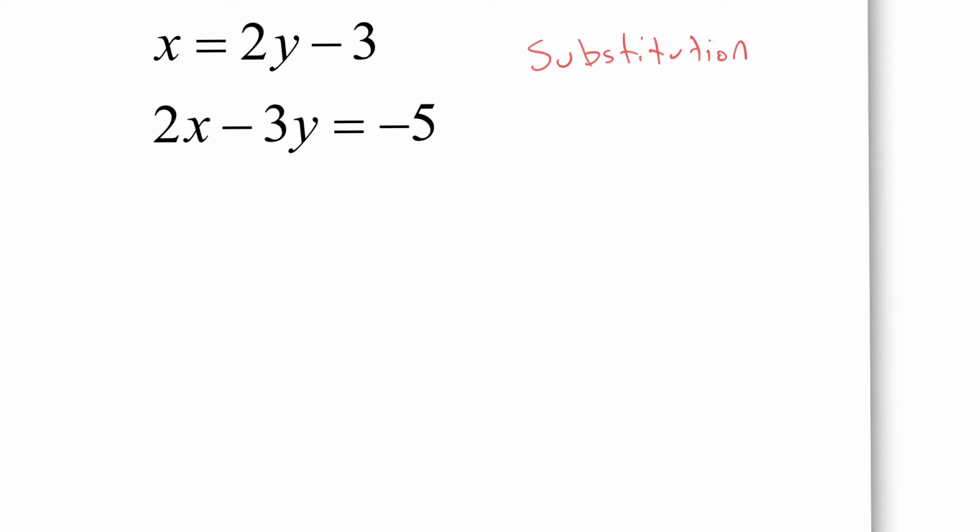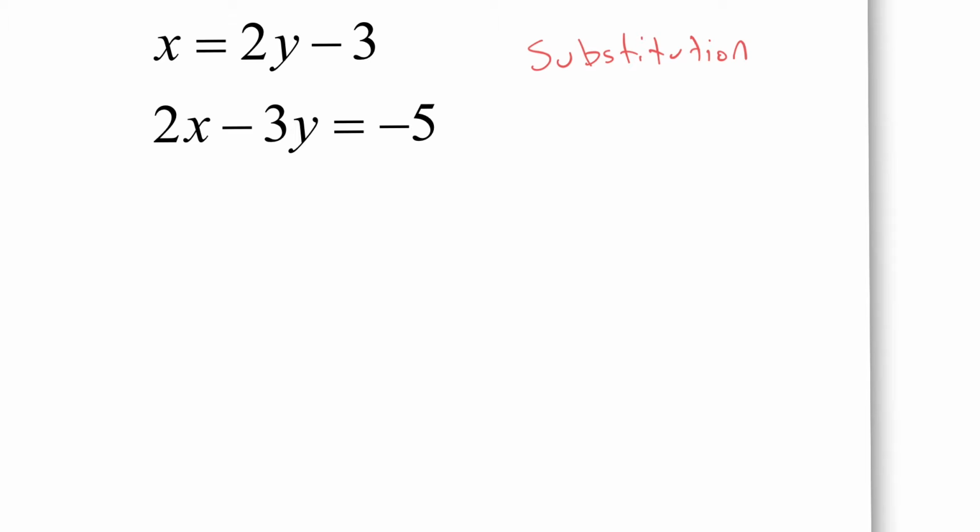Step number one, you always want to have one of the variables by itself in the system. So here you notice the system, the top equation is x equals 2y minus 3. So that variable is by itself. And that's what you want. Every time you guys want the substitution method, you want one of the variables by itself. Doesn't matter which one, the x or the y. Just make sure that it has a coefficient of 1.